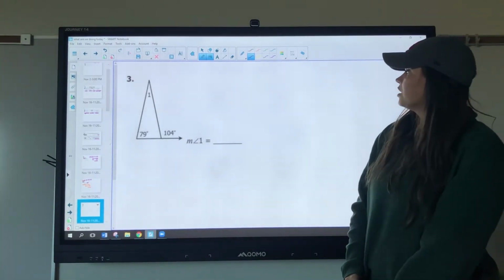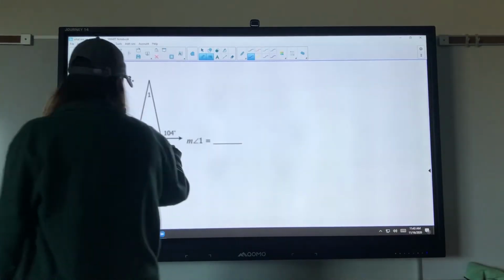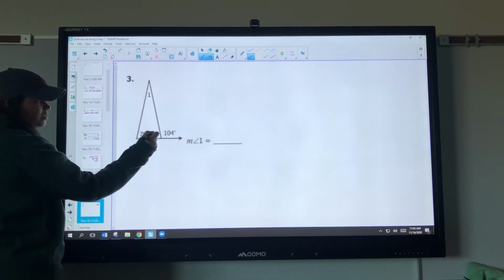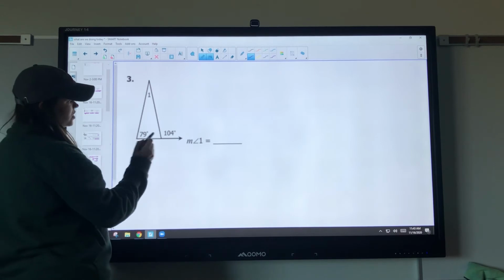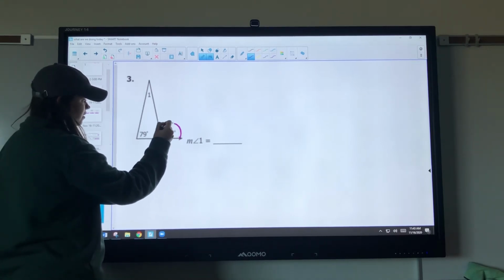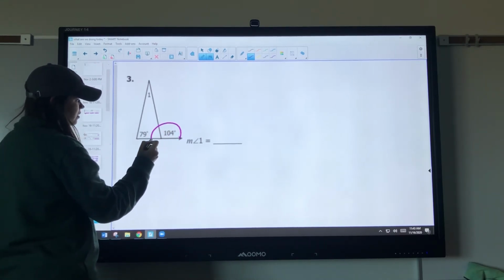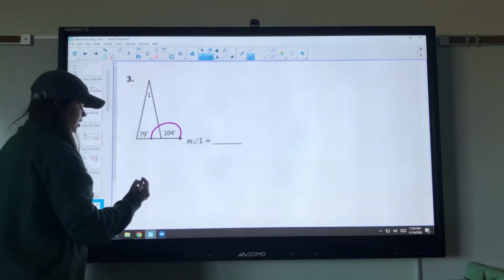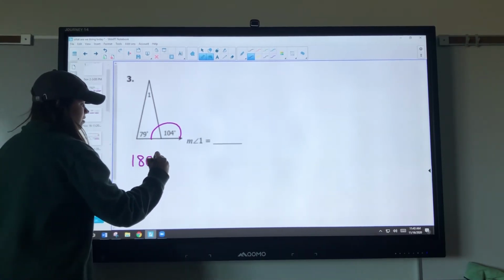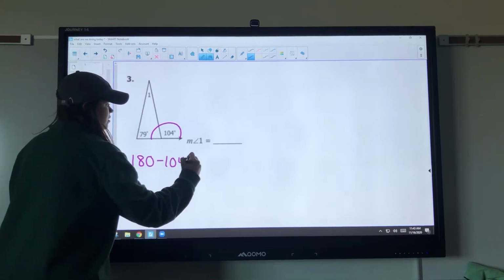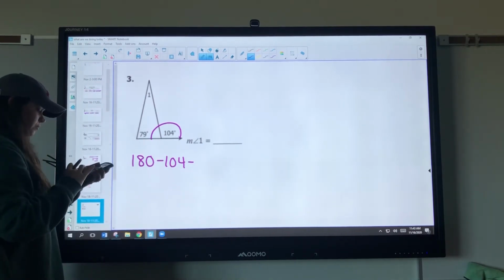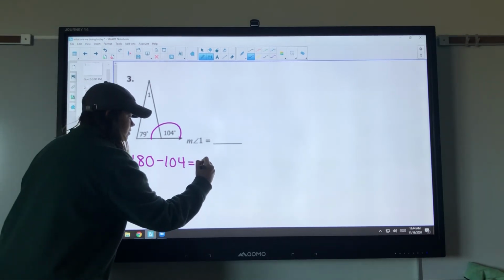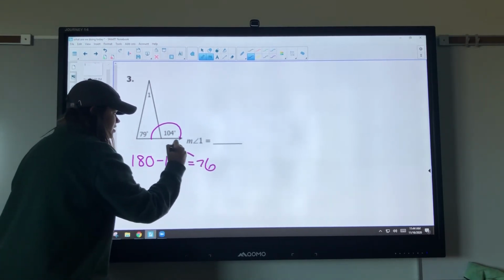Okay, what if they give you the exterior angle? So you know that out here is 104, and they want you to find this one, but they didn't tell you this one. So you're going to use the exterior angle to find this one. Again, there's multiple ways to do this problem. This just makes the most sense to me. I know that 180 minus 104 is going to equal that angle right there. Okay, but my answer is not 76.